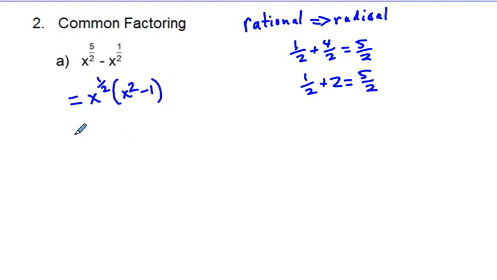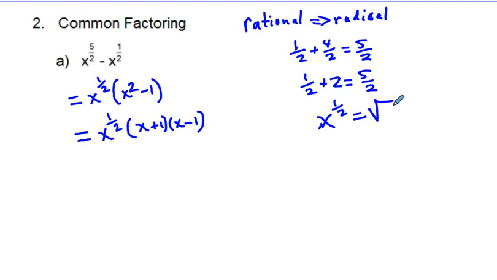And then we can further factor this binomial using difference of squares. So we have x plus 1 times quantity x minus 1. And then this x to the 1/2 power is what we call a rational root, but we can change this into a radical root. So you'll very often see this x to the 1/2 power written as the square root of x. So we can finally write this, if we want to, as square root of x times quantity x plus 1 times quantity x minus 1.